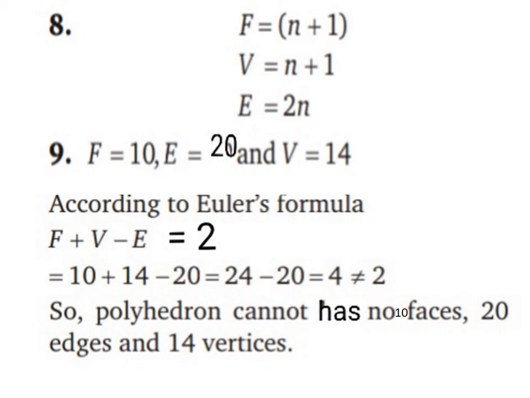Now question number 9. Can a polyhedron have 10 faces, 20 edges and 14 vertex? So क्या ये possible है? So इसको हम कैसे करेंगे? Euler's formula से. So f equal to 10, e equal to 20 and v equal to 14. So according to Euler's formula, f plus v minus e equal to 2. So put the value of f, e and v. So 10 plus 14 minus 20 equal to 24 minus 20 equal to 4. So 4 is not equal to 2. So polyhedron cannot have 10 faces, 20 edges and 14 vertex.